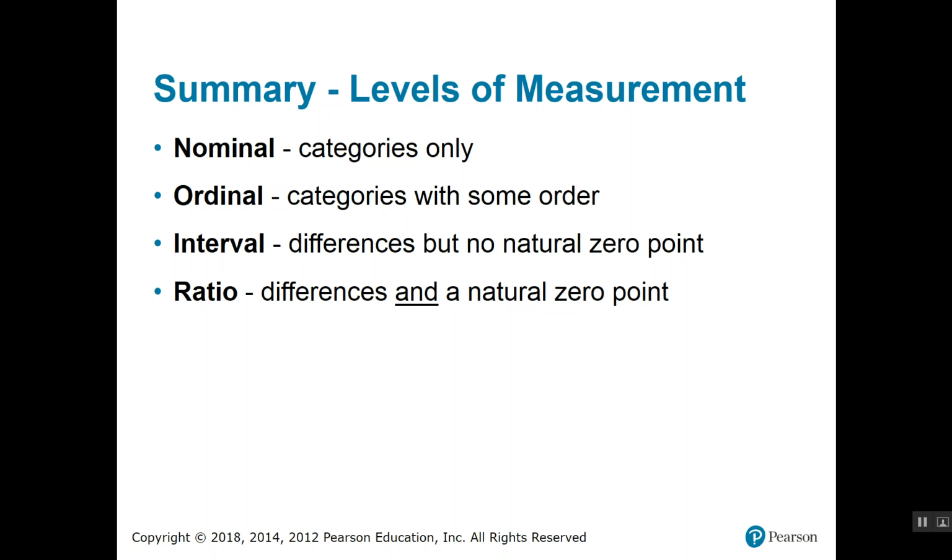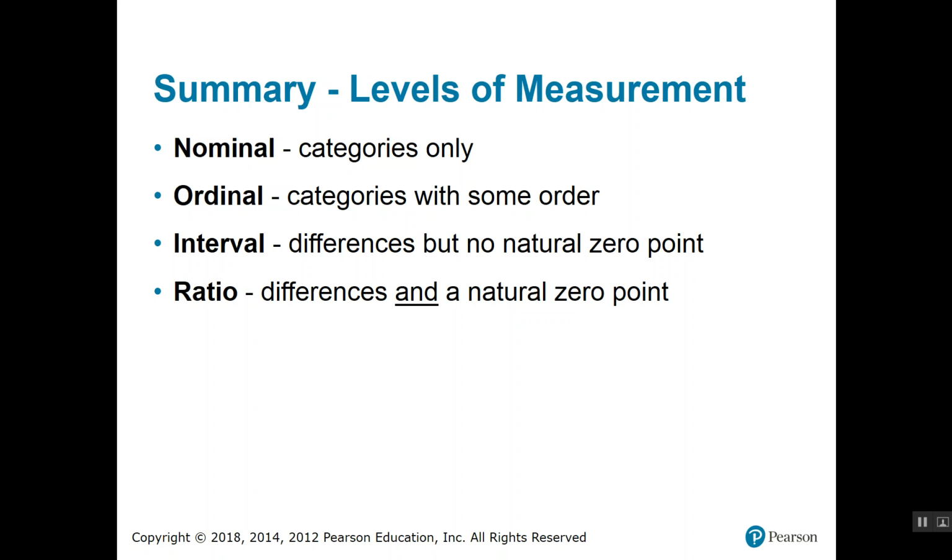Again, here are the 4 levels: nominal, ordinal, interval, and ratio. And you can use this to kind of help you be a guide as you're trying to differentiate between them. I have a slide picked out that is on Blackboard. It's some activities for you so you can practice deciding what's nominal, what's ordinal, what's interval, and what's ratio.